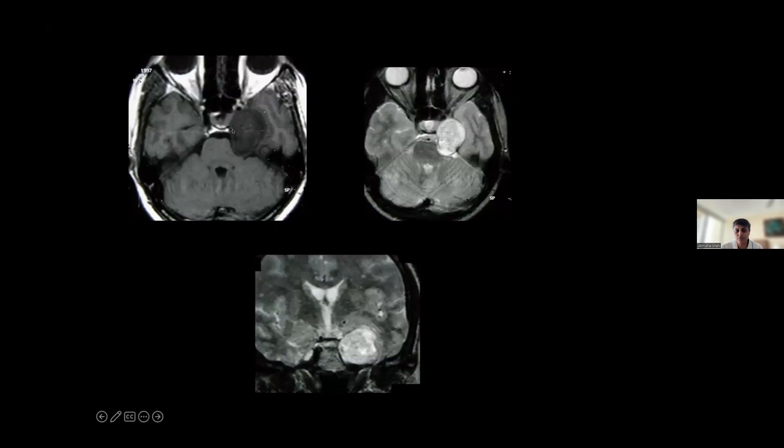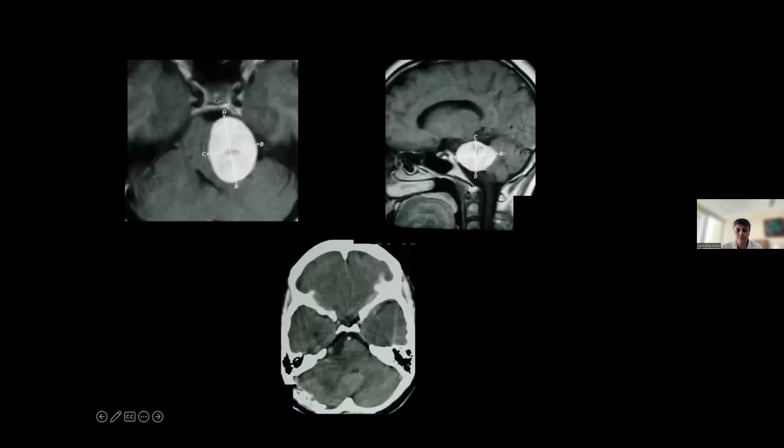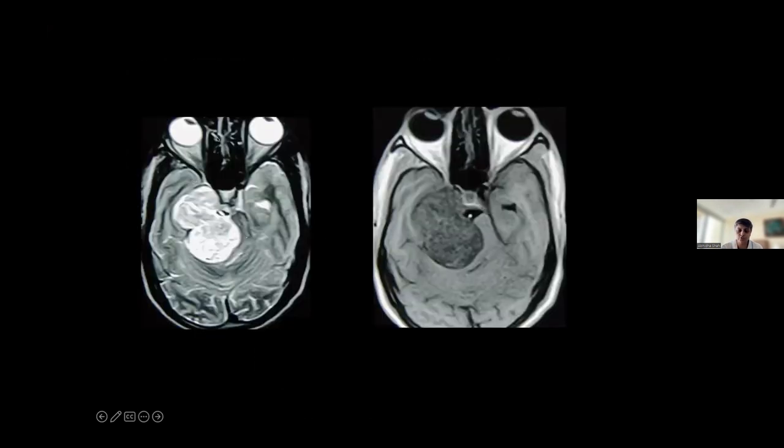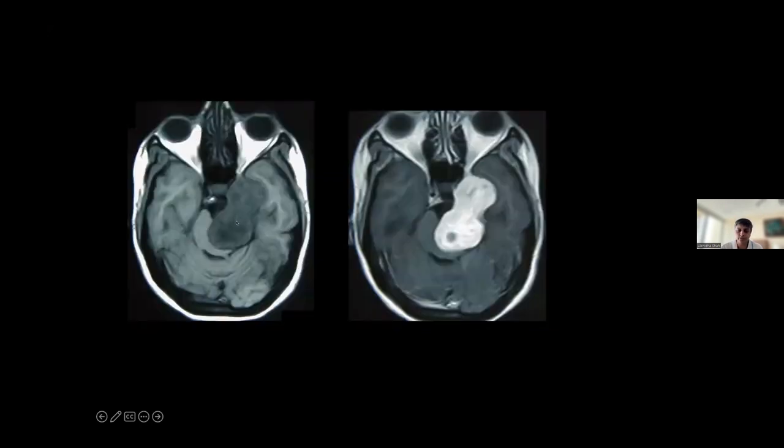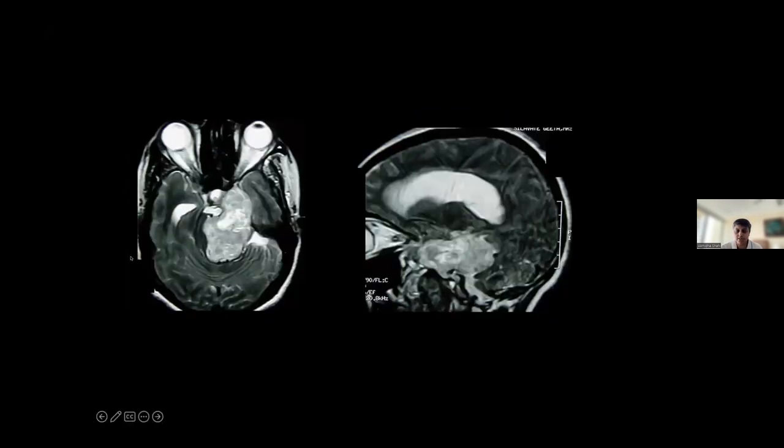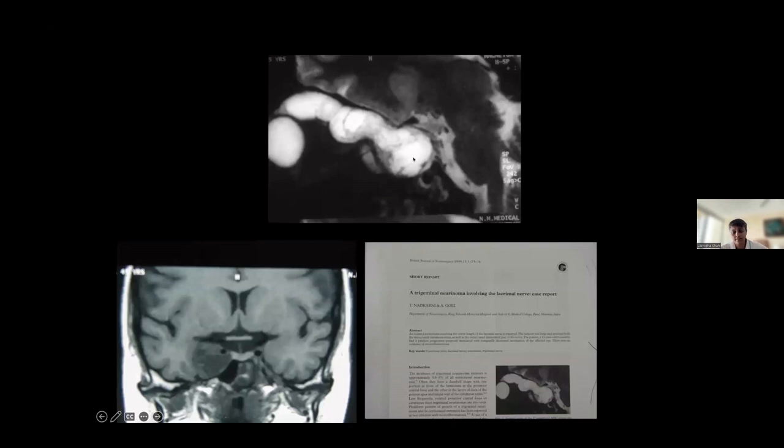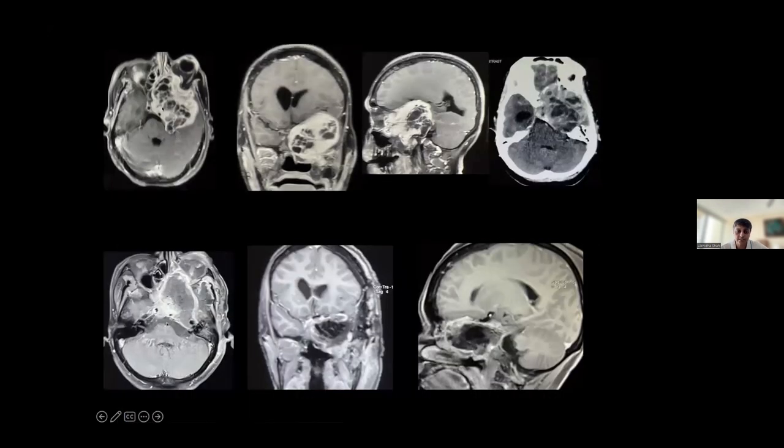So these are the types where there is a predominant middle fossa component, a predominant posterior fossa component, a dumbbell-shaped tumor with both a middle and a posterior fossa component, and another one with a middle and posterior fossa component. Here there is a larger posterior fossa component and a smaller middle fossa component. This is a trigeminal schwannoma extending along the V1 right into the orbit. This is another trigeminal schwannoma, which I did recently. Here you see the multi-compartmental nature of this tumor.